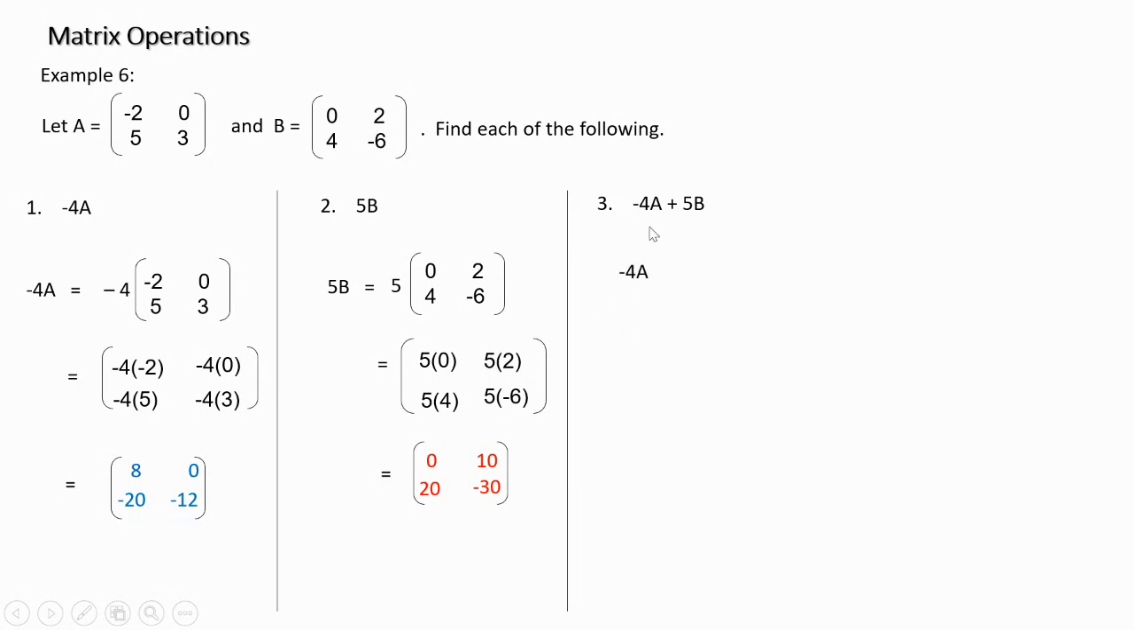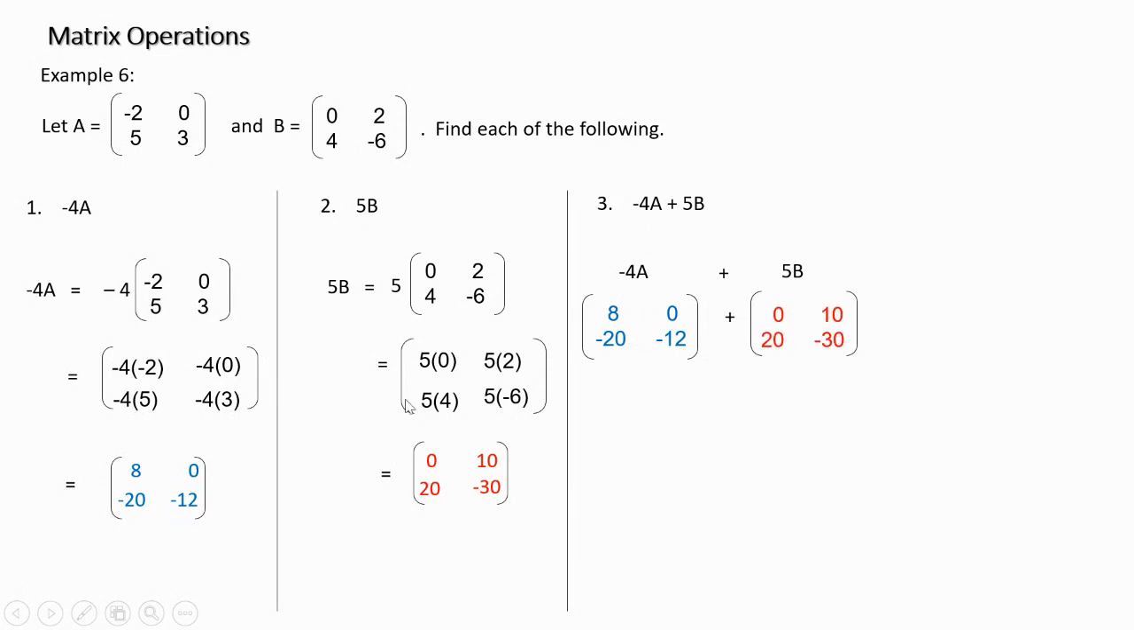Now let's add negative 4A plus 5B. So I already did the work here. So this is negative 4A, which is 8, 0, negative 20, negative 12, plus 5B. I already got the answer on number 2 there, so I'll just bring it over.